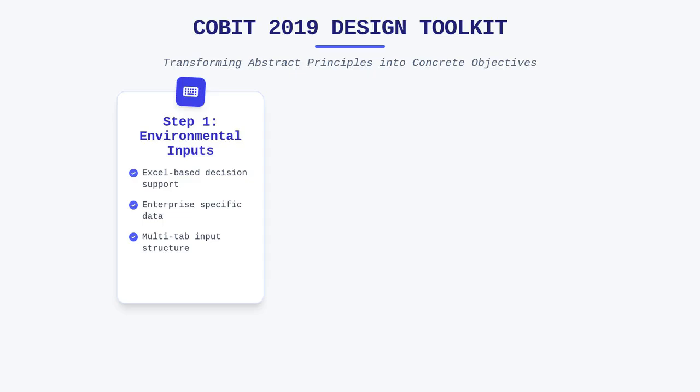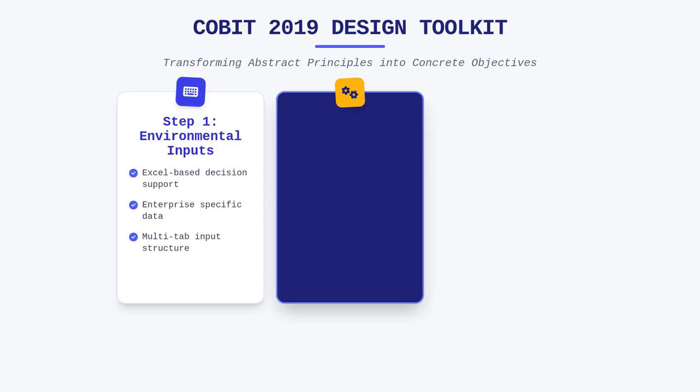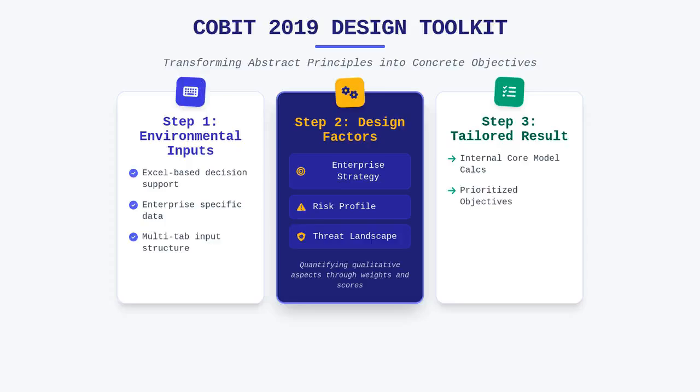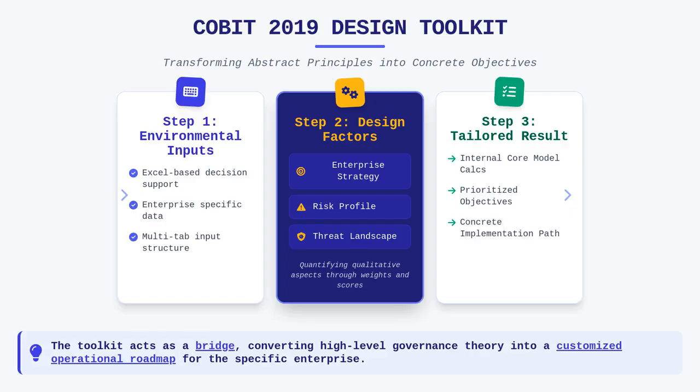When you first open the tool, you are presented with a series of tabs that require inputs regarding your specific enterprise environment. These inputs are structured around the 11 design factors which we have discussed in earlier sessions, such as enterprise strategy, the risk profile, and the threat landscape. By assigning scores and weights to these factors, you are effectively quantifying the qualitative aspects of your organization. The tool then performs a series of internal calculations based on the COBIT core model to determine the appropriate.